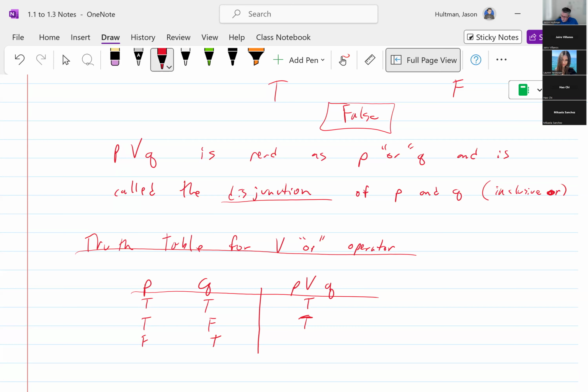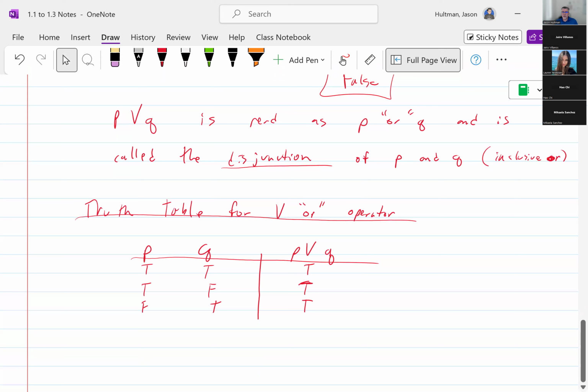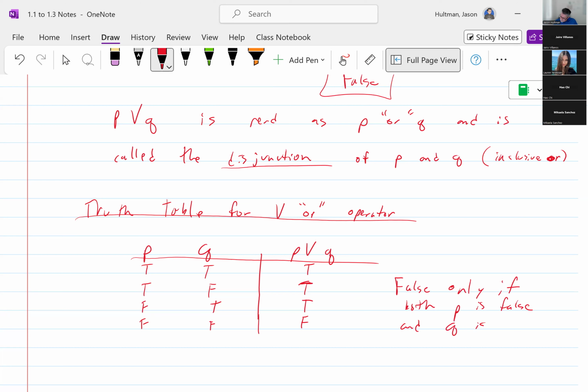If it's false and true, or true and false, it can either be false or true. It's still true because we have at least one of them being true. So this is kind of the opposite of what's happening with the AND operator. The AND is very exclusive. Okay, exclusive AND, it excludes. And this is inclusive, it includes all the truth values. And the only bad case is when both are false, then we get false. So this is false only when both P is false and Q is false. Otherwise, true.